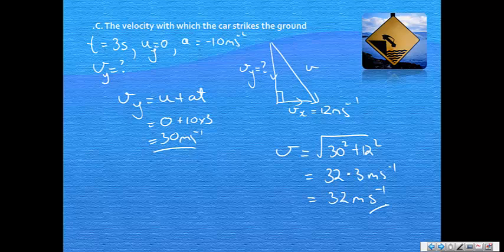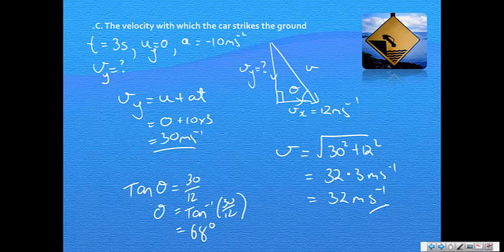Now of course if it wants an angle that it makes with the ground, we would also need to use some trig there to find the angle, and you could use tan for example in this case. I'm not going to work that out right now, but if you wanted to find the angle that it makes with the ground, it would be tan of 30 on 12. So that would give us 68 degrees.